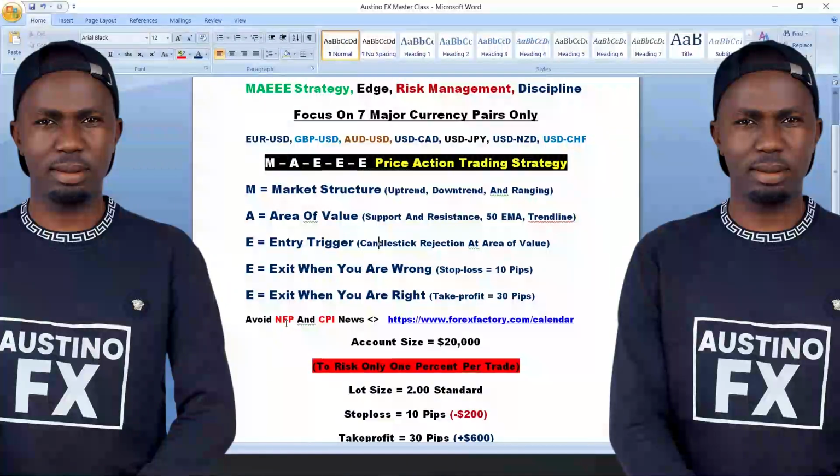So it doesn't mean I'm not going to trade that day. I might trade that day, but once it's close to the time that the NFP or the CPI will be released, I'll close my trade, and that will be the end for the day. I'll continue the next day. So I always avoid NFP and CPI, which are major news that moves the market. I normally use forexfactory.com to check calendars to see the news that is capable of moving the market. So once NFP and CPI news comes out, I stay away from the market.